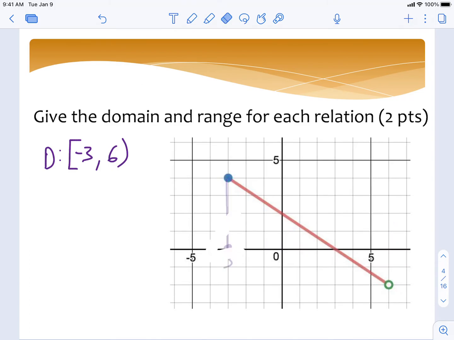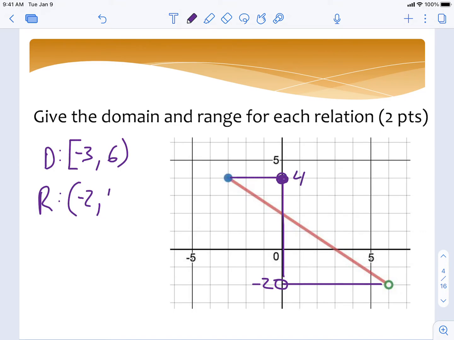All right, with the range, it's the same idea, except now I'm talking about the vertical component. So first off, how low is the lowest point? What is the height of the lowest point? That would be down here at -2. So for the range, open circle, so that gets a parenthesis, -2. And then going up to right here is the highest point, closed circle there, at +4. So that gets a bracket.